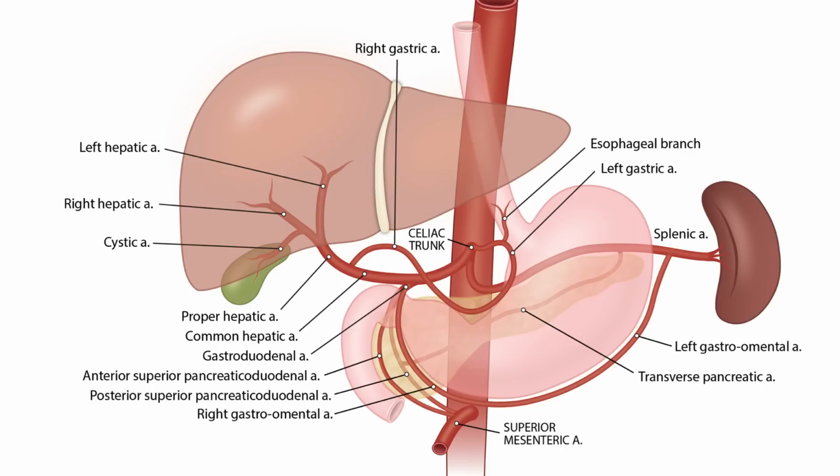So this illustration shows the rich vascular supply of the stomach. Most of the stomach's arterial blood supply comes from the celiac axis or celiac trunk. And this is the first main branch off of the abdominal aorta. And it's this blood supply that helps the stomach carry out all of its important functions.